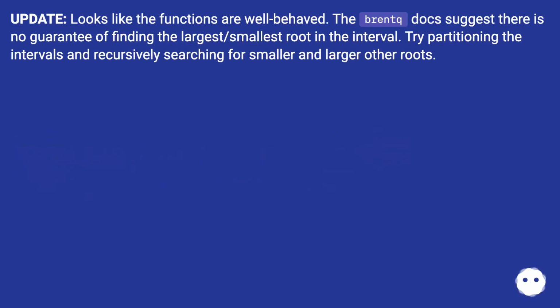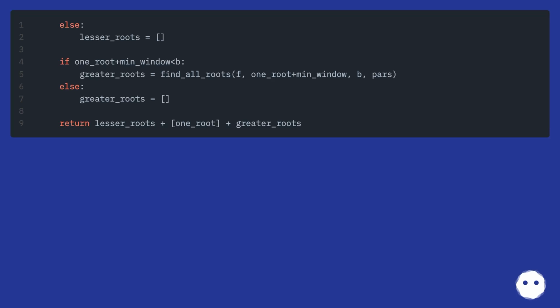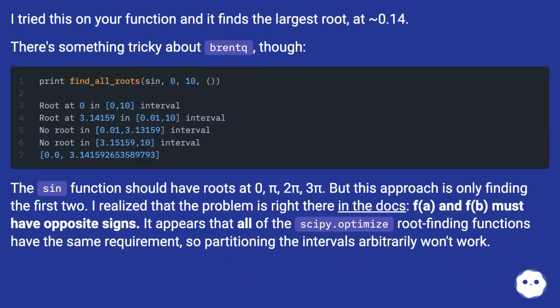Update: looks like the functions are well behaved. The Brent doc suggests there is no guarantee of finding the largest/smallest root in the interval. Try partitioning the intervals and recursively searching for smaller and larger other roots. I tried this on your function and it finds the largest root at 0.14.